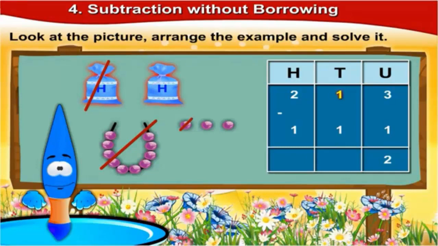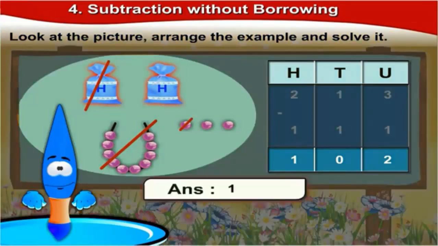So 1 ten minus 1 ten is 0 tens. And in the end, subtract the hundreds from the hundreds. So 200 minus 100 is 100. So we have 1 hundred, 0 tens, 2 units. That is 102 beads.